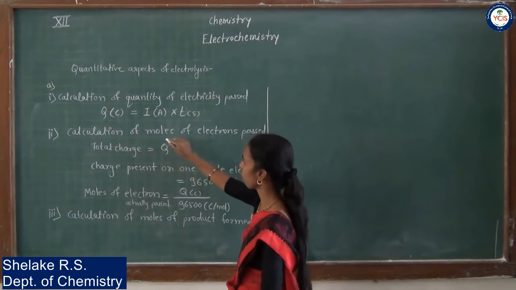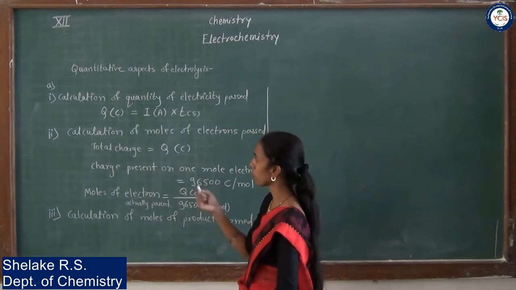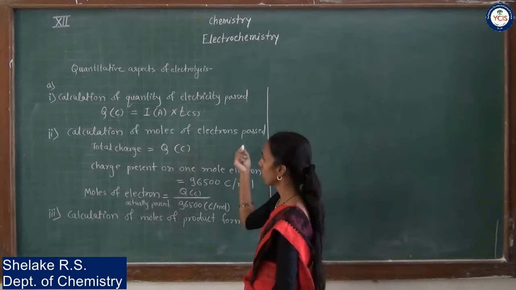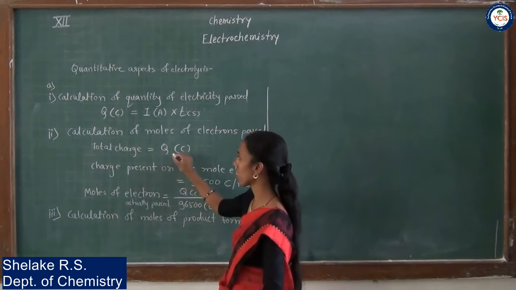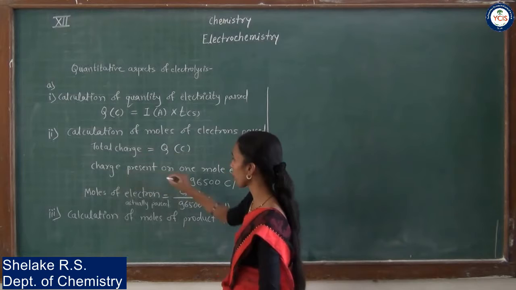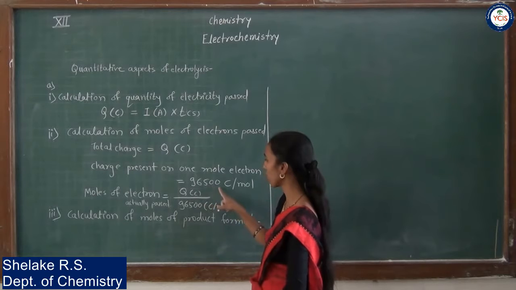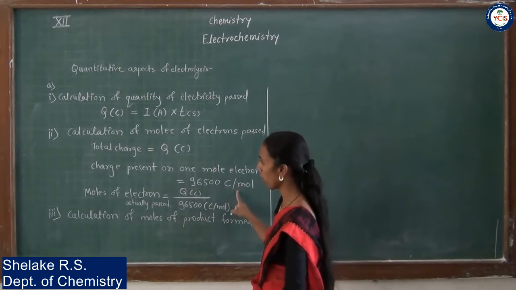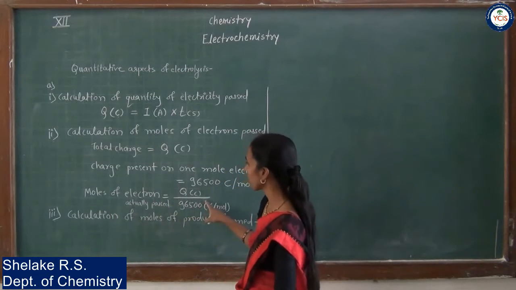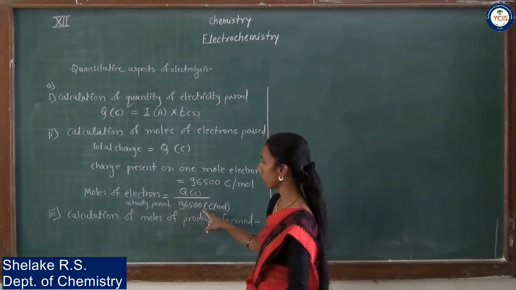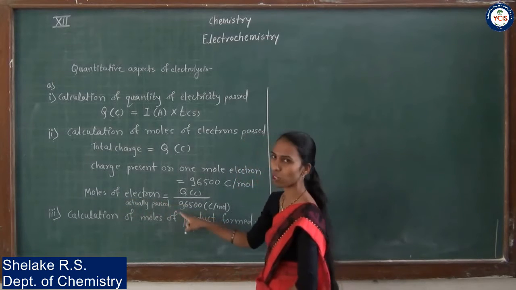Now, how can we calculate the number of moles of electrons passed through the electrolyte? How do we find out the total number of moles of electrons in the electrolyte? The total charge passed in the electrolyte is Q, in coulombs. The charge present on 1 mole of electrons, which is a standard value, is 96,500 coulomb per mole. So from these two values we can find the total moles of electrons actually passed through the solution, which is Q upon 96,500.